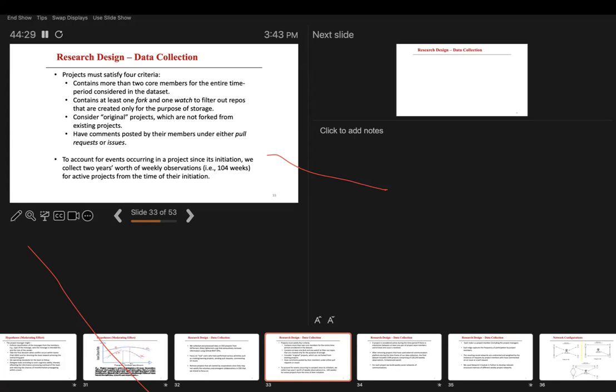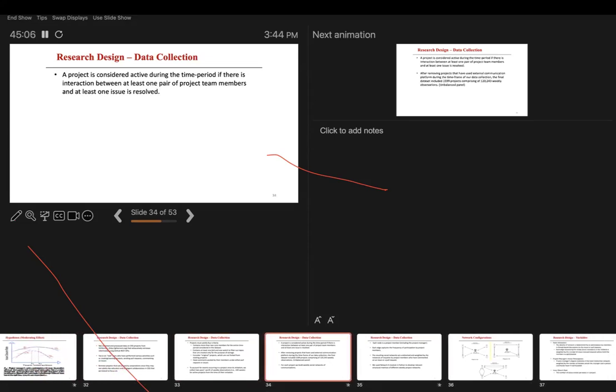Now, to account for events occurring in a project from the time it started: if we pick the project from the middle of it and then look for 104 weeks, a lot of things would have happened before that, and that would be completely gone. So we wanted to make sure that we look from the time of initiation until 2 years for every project, so that we are really capturing the dynamics from the beginning till a particular point in time. And we could capture some of the other things which need to be controlled for as control variables. So we do have some control variables in terms of the size of the project and all those things.